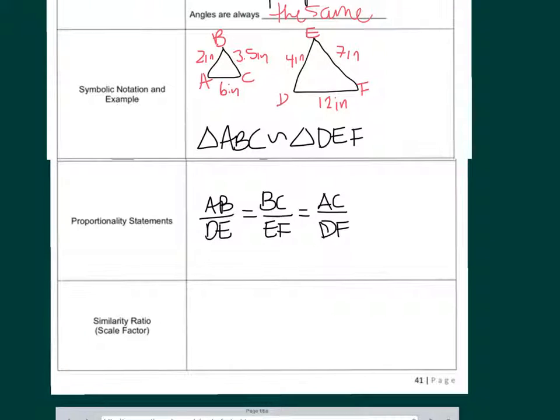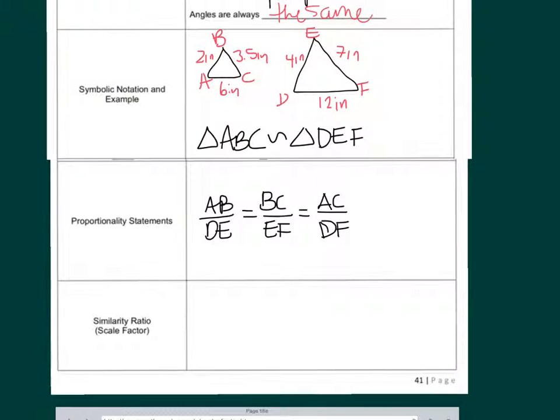Now, what I want you to note is that I compared the smaller triangle to the larger triangle. So I always went in that order: small triangle to big triangle, small triangle to big triangle, small triangle to big triangle. And I'm also choosing corresponding sides to relate to each other. So AB and DE, BC and EF, and AC and DF. Now I'm going to use these proportionality statements to find out more information about each of these triangles if needed.